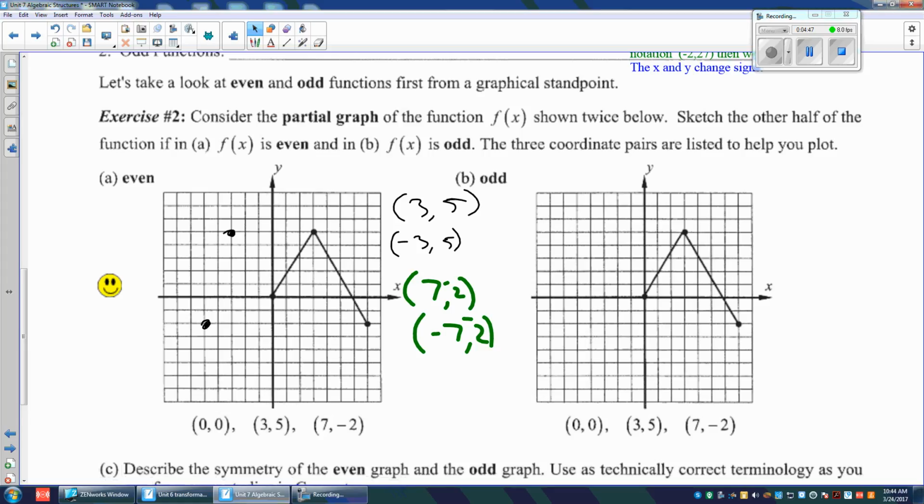Okay. Now, the point 0, 0 turns into negative 0, 0, which is just 0, 0 again. Let me connect them. And there we go.